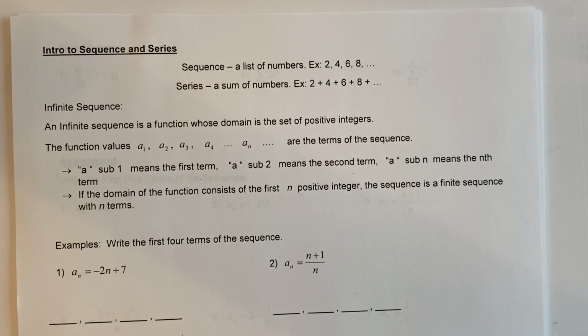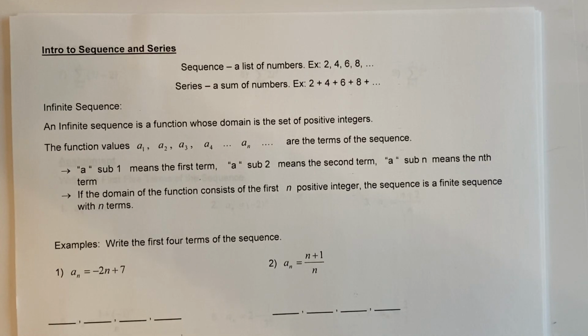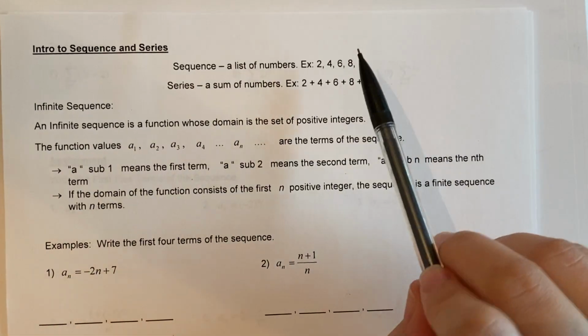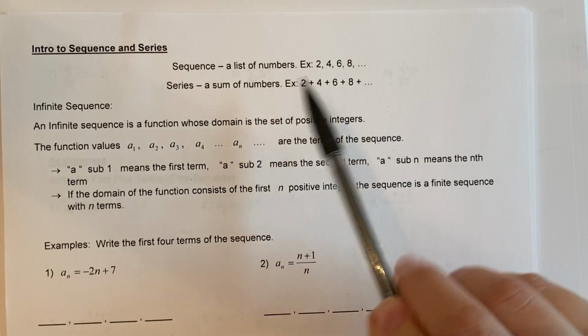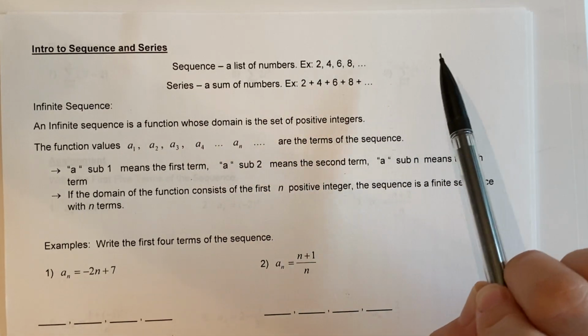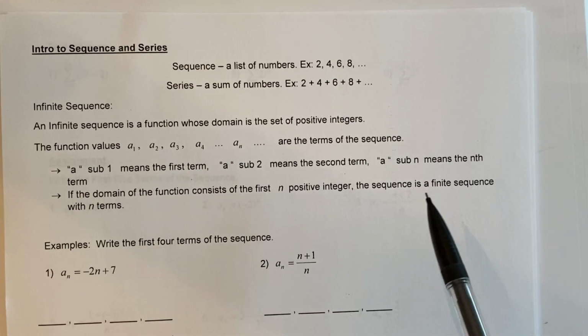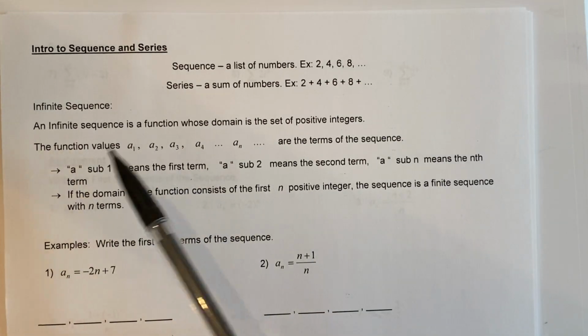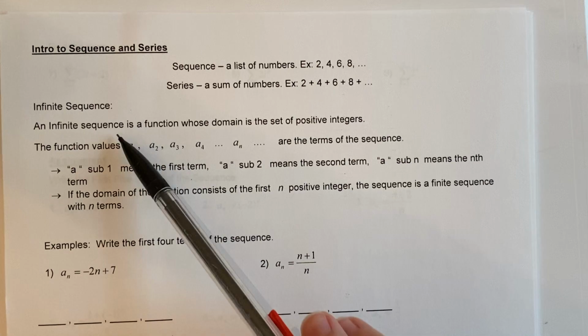It's basically a pattern of numbers, and then you have to figure out how to get from one number to the next. So a sequence is the list of numbers. A series is when you take that list and add them together. Okay, so talking about some other terms that we'll use. If you have an infinite sequence, that means the sequence goes on forever.